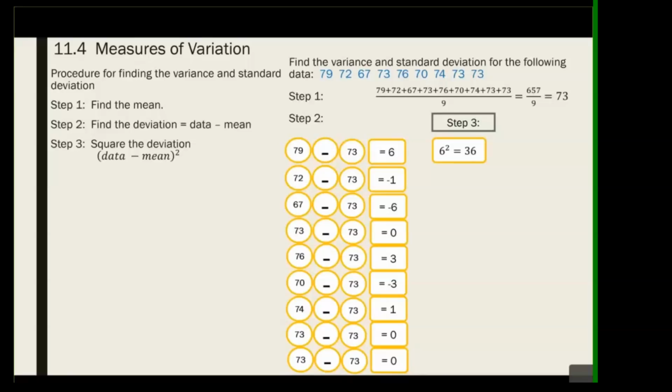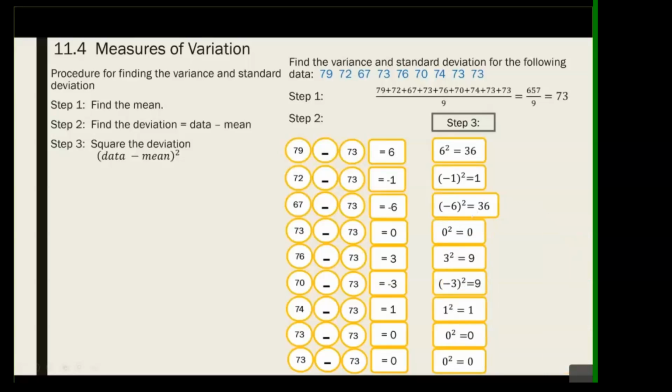Looking at this, we take this deviation, which is 6, and I need to square it, which is 6 squared to give me 36. Same thing, I need to take -1 squared, which is -1 times -1 to give me 1. -6 times -6 will give me 36, and so on. At step 3, all of your numbers must be positive. That is because when we square, a negative times a negative gives me a positive.